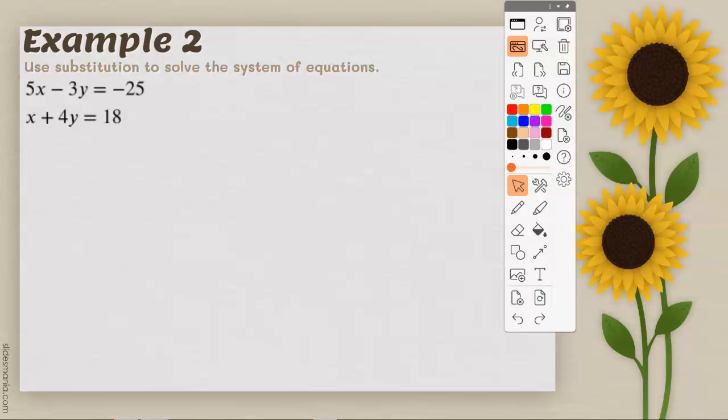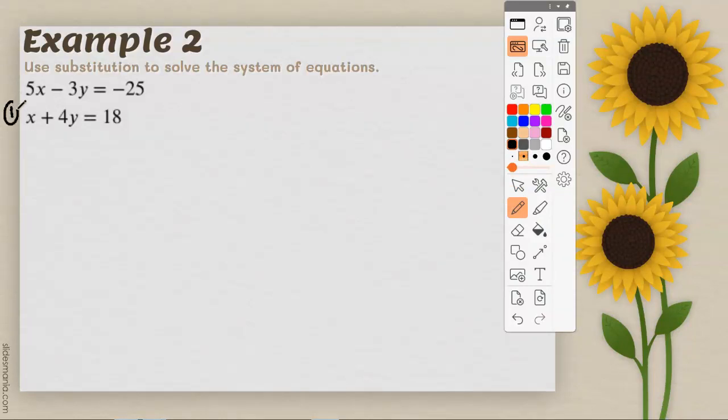All right, so this example is asking us to use substitution to solve for the system of equations. When you need to use substitution to solve for a system of equations, you need an equation that is x equals or y equals, a variable all by itself with no number in front of it. And right now I don't have that. So my first step is actually going to be to make that.